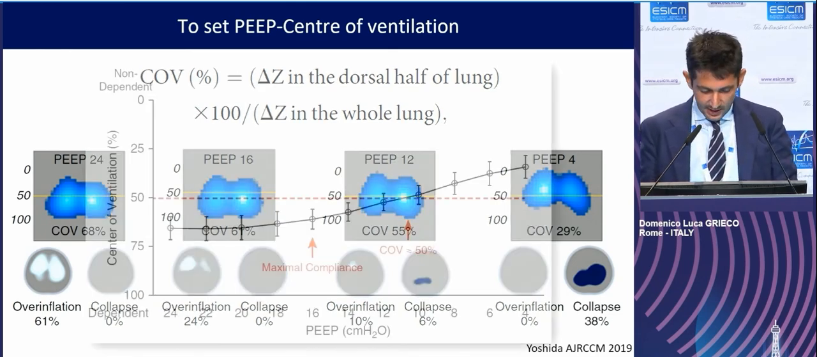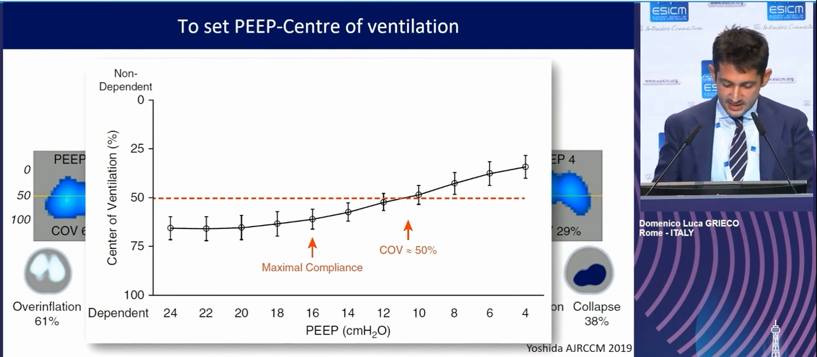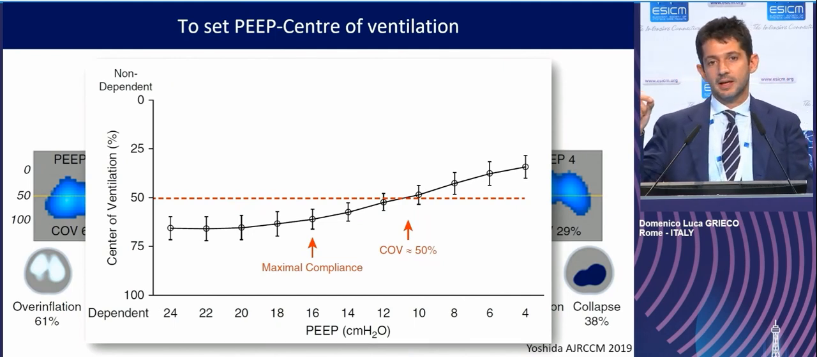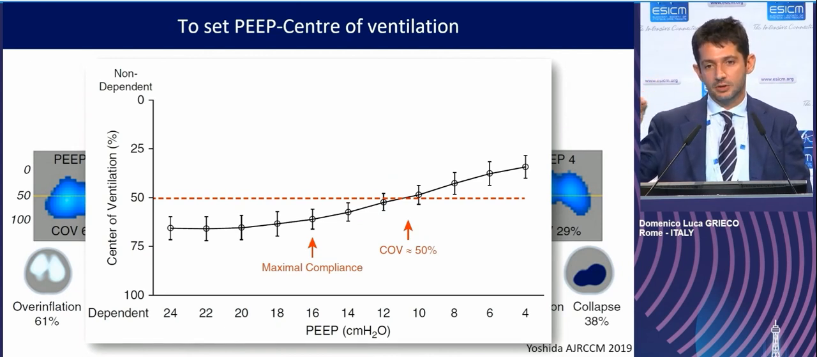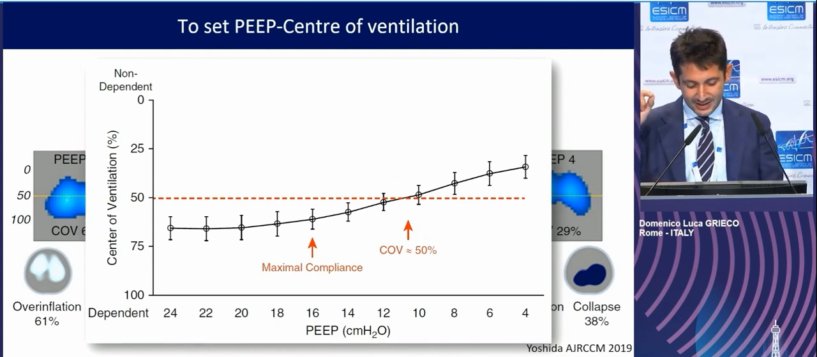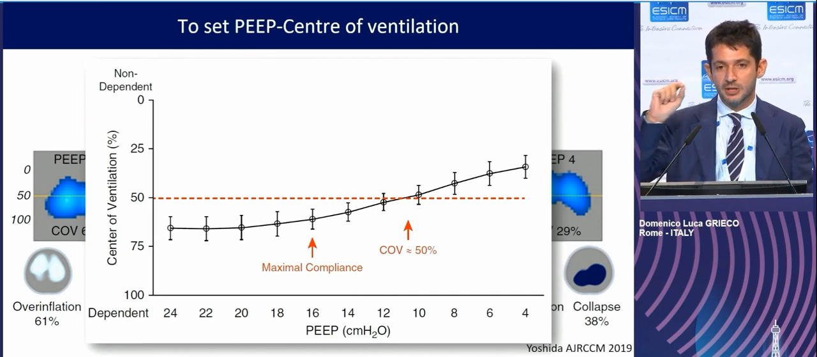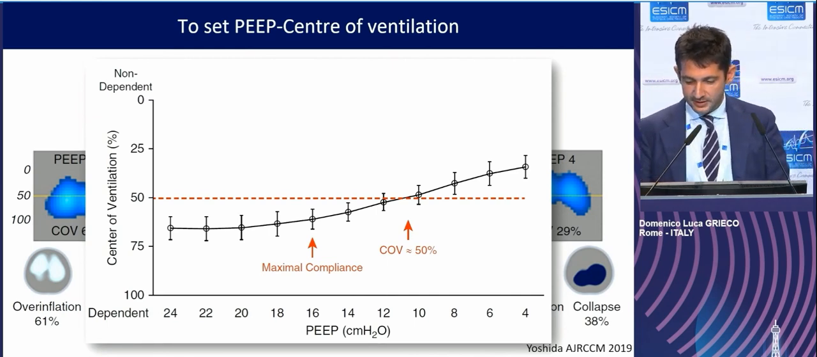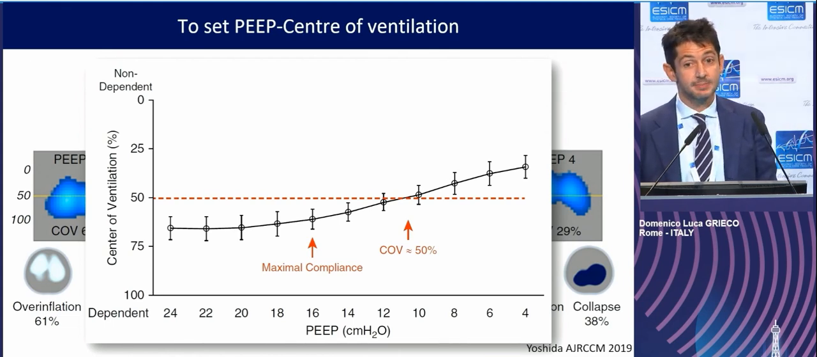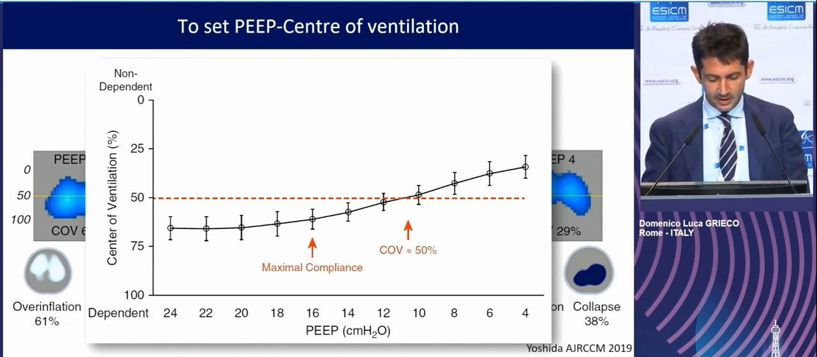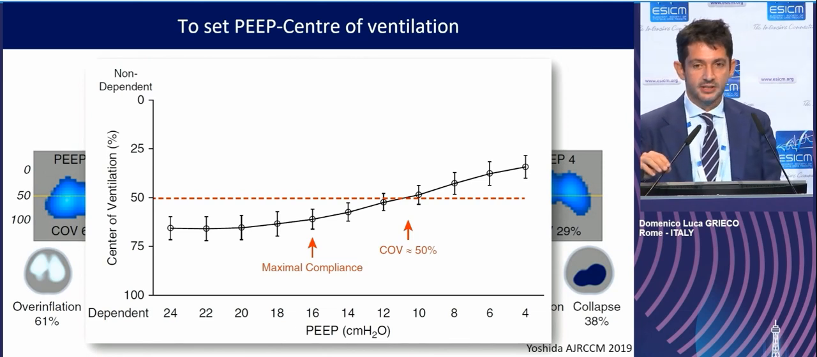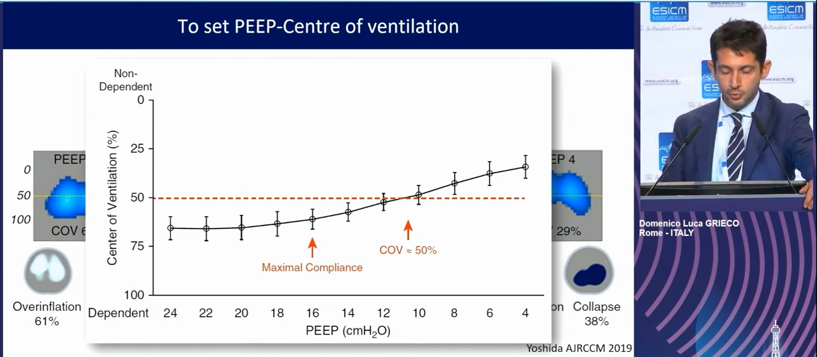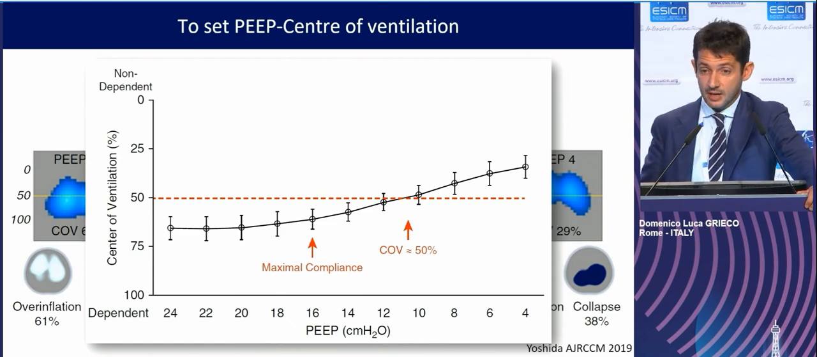12. And what is interesting is that this center of ventilation, if you try to set PEEP based on a decremental PEEP trial and targeting a center of ventilation right in the middle of the lung, you may have a PEEP which is slightly lower than the one corresponding to the maximal compliance. And this again raises the issue whether the maximal compliance could be a physiological approach to set PEEP in ARDS, which is a debated matter.